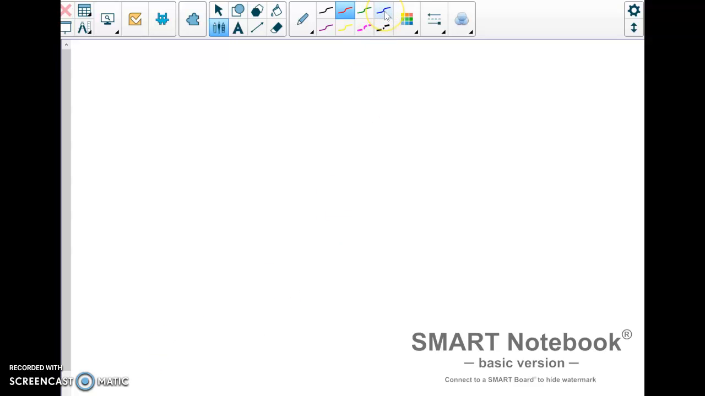For today's lesson, we are going to talk about solving multi-step equations. We've done one-step equations, we've done two-step equations, and now we're going to add additional steps to that. These are called multi-step equations.